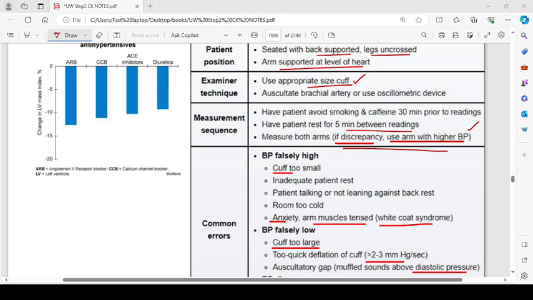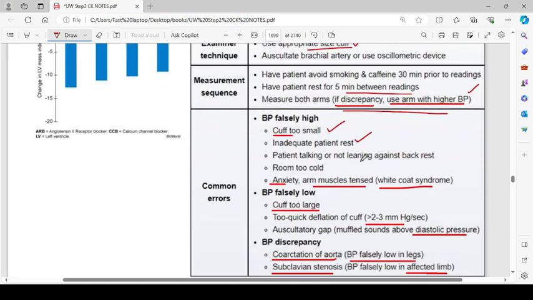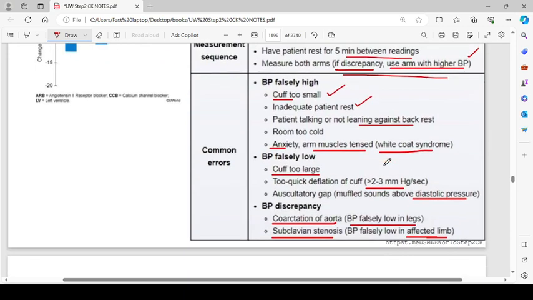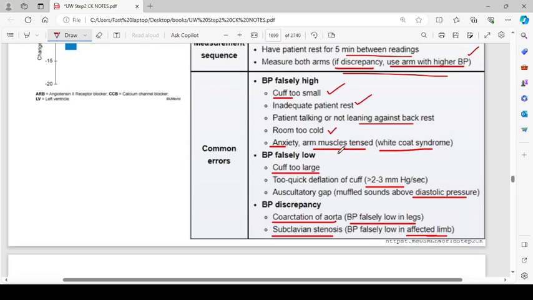The common errors that can occur in the process are cuff too small, BP falsely high. So the false high blood pressure can be measured if the cuff is too small, if the patient is not having appropriate rest, the patient talking or not leaning against backrest, room too cool, anxiety, arm muscle is tensed or due to the white coat hypertension.